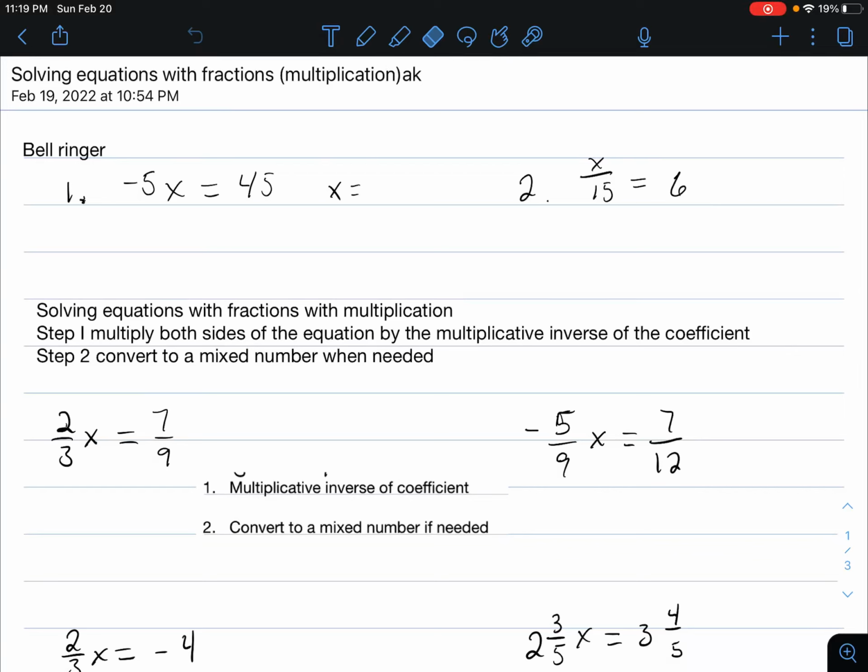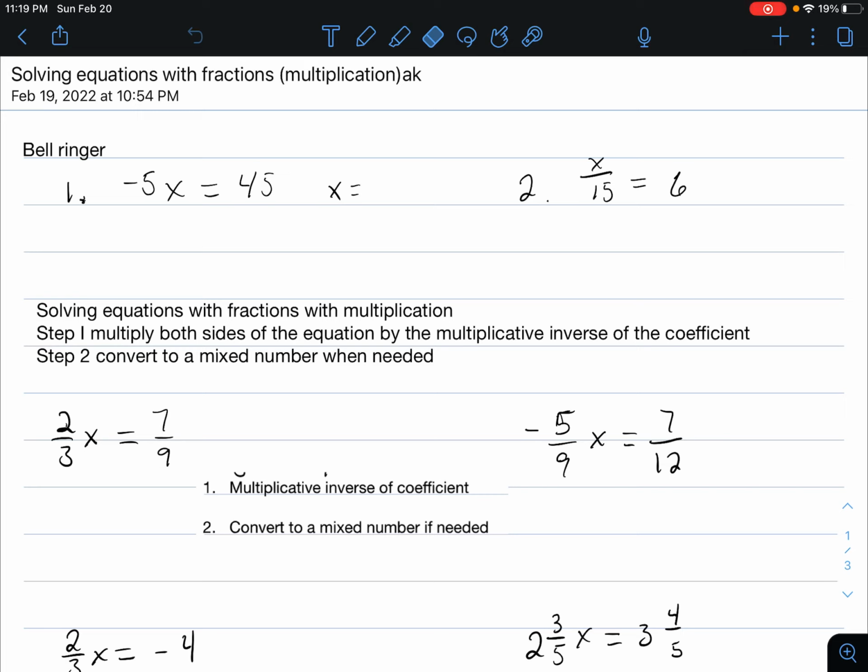Alright, we're going to look at solving equations with fractions, but this time we're going to be looking at multiplication. So looking at the multiplicative inverse. Alright, so bell ringer, this is with whole numbers, so you've got negative 5 times x equals 45.